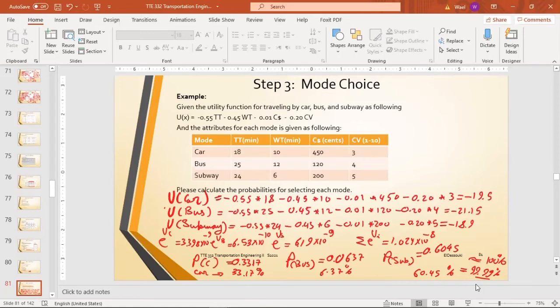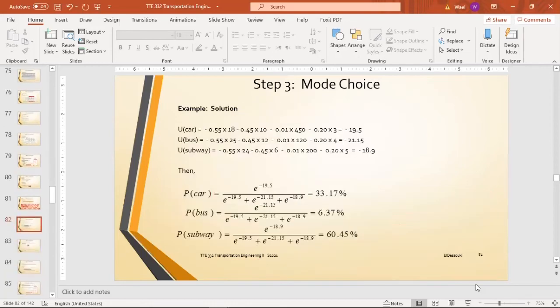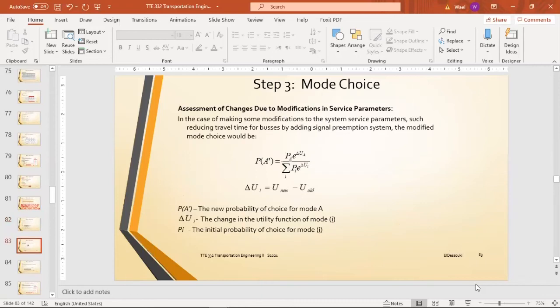Clear, Doctor. Okay. Let's move on. That's the solution of the problem, and this is the probability of using cars and the different modes. Any questions? Okay, we're going to take a short break and we'll be back after exactly 10 minutes from now. We're going to be back at 3:15.